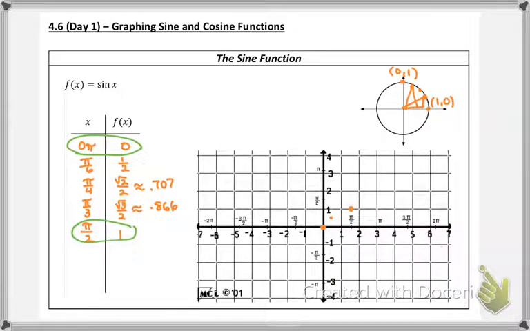And you can see that at pi over 6, pi over 4, pi over 3, the y value slowly increases and gets closer and closer to 1. Now the next quadrantal that I'm going to use is this one, which is pi.